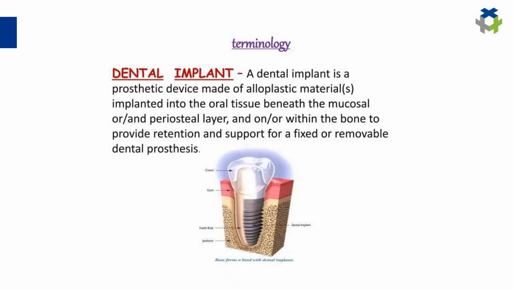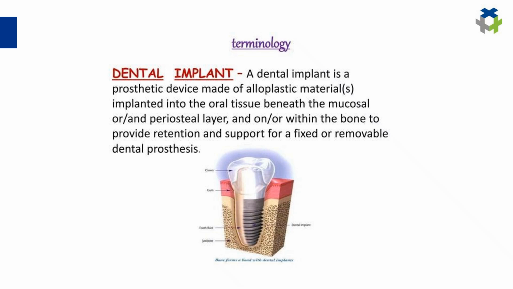Terminology: dental implant. A dental implant is a prosthetic device made of alloplastic material implanted into the oral tissue beneath the mucosal or periosteal layer or within the bone to provide retention and support for a fixed or removable dental prosthesis. A dental implant has three main parts.